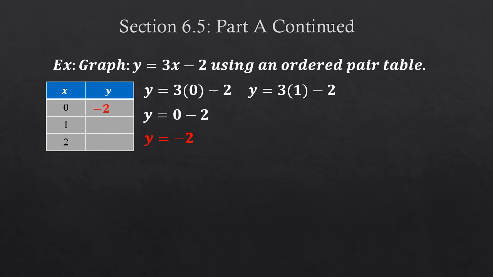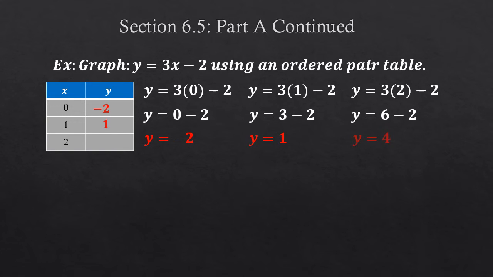X is 1 next, so we have y equals 3 times 1 minus 2, which is 3 minus 2, which is 1. So the missing half of that point was 1. And finally, we have y equals 3 times 2 minus 2, which is 6 minus 2, which is 4. So the missing half of that point was 4.